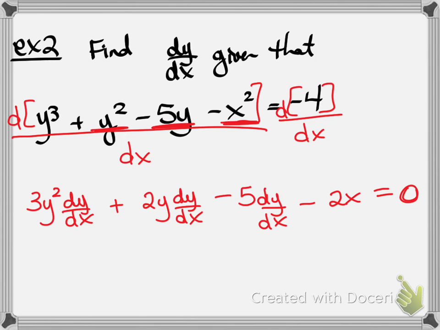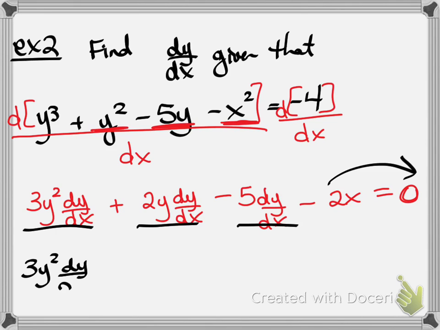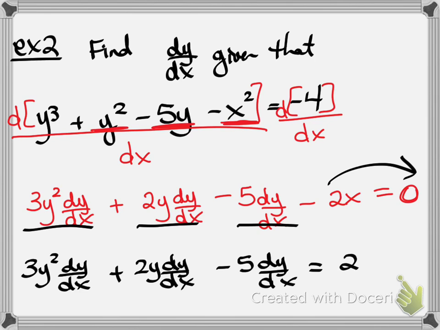Okay, so we did the derivative of every term. Second step said, collect the dy dx terms on the left, put the non-dy dx terms on the right. So we've got these three here on the left, but this one needs to go to the other side. So we have 3y squared dy dx plus 2y dy dx minus 5 dy dx equals positive 2x. So we have to add it to move it over.